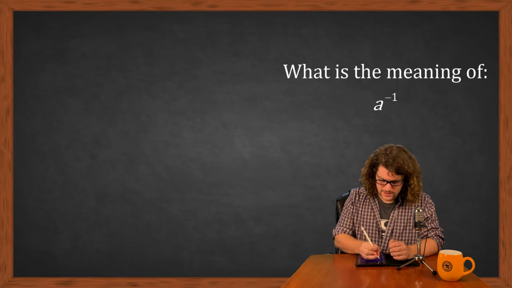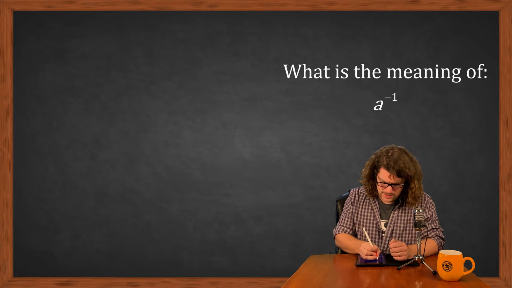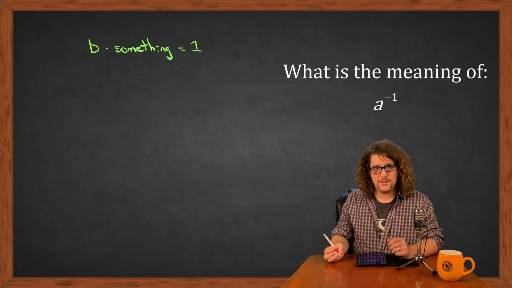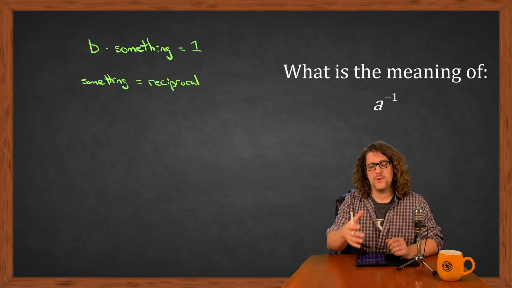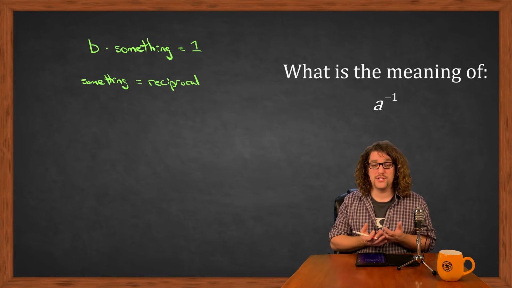So if you have something, and I'm just going to call that thing A for the time being. Actually, I'll call it B, just to switch it up from what I have written up above. And I multiply it by something. If in the end I get 1 as an answer, then that something is what we call the reciprocal. So a reciprocal relationship is when the two things that you're talking about multiply together to just give you a value of 1.